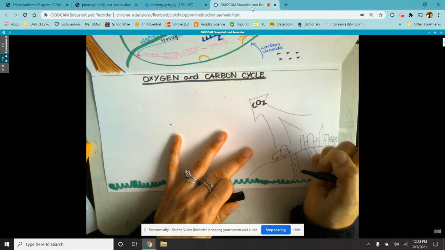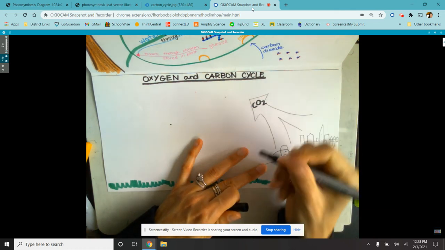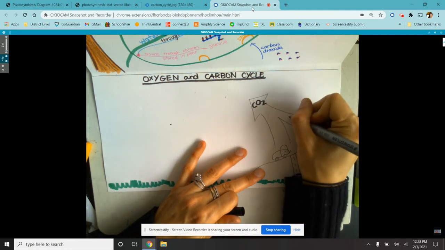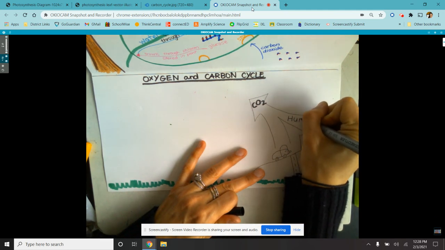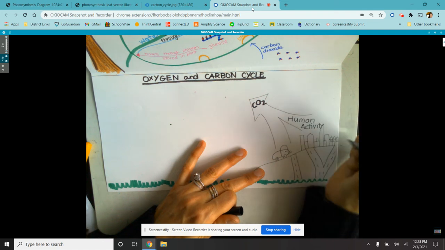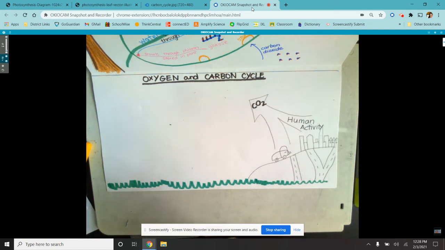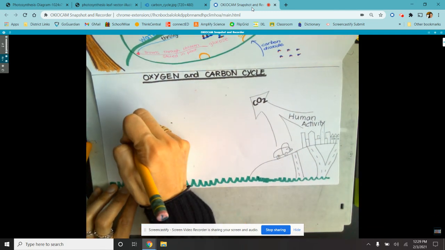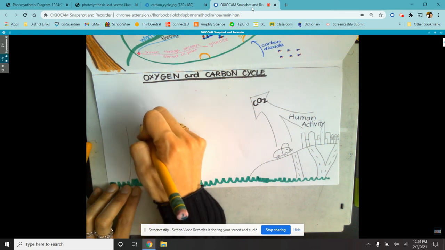I'll fix my arrow after, but we have CO2, right? And the CO2 comes from human activity. All right, so we have human activity, and we're a big culprit to the carbon emissions. And then we'll put here our forests and our trees. So again, I'm going to draw my vascular tree.